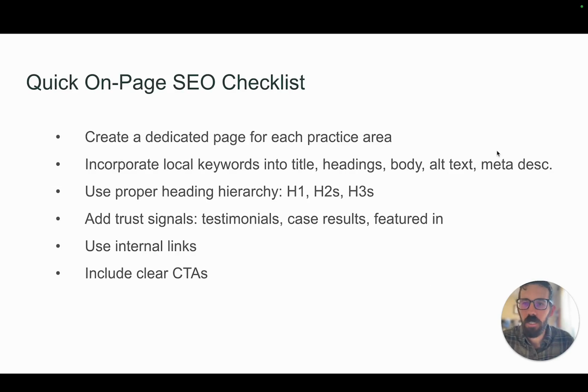All right, finishing up with a quick on-page SEO checklist. You want to create dedicated pages for each practice area. You want to incorporate local keywords into your title, headings, body, alt text, and meta description. Incorporate them naturally. Don't force it. Use proper heading hierarchy: one H1, multiple H2s, multiple H3s. Add trust signals: testimonials, case studies, case results, featured in. And then use appropriate internal linking to relevant pages.